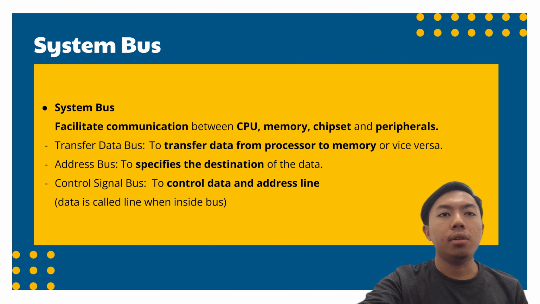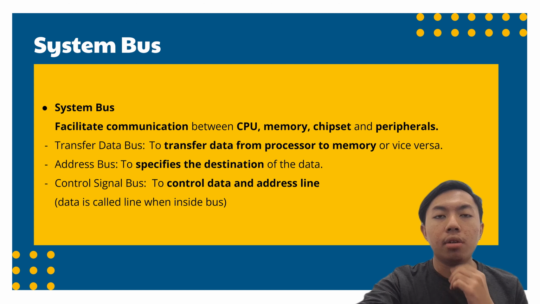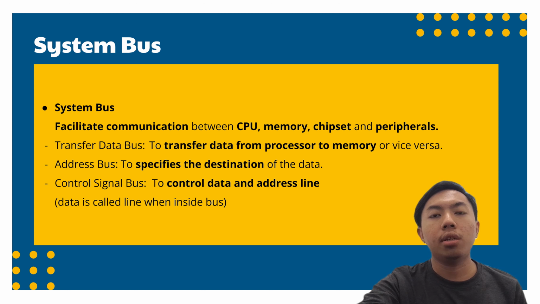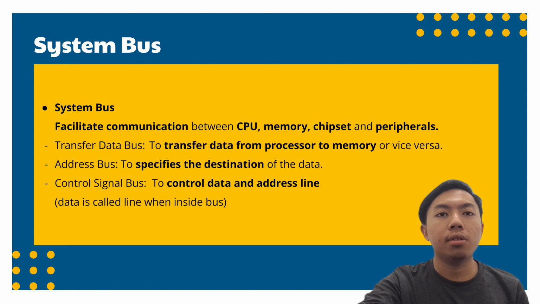Okay, next, the system bus. This is the second bus, the system bus that connects our CPU to the other outer parts of the computer components. So we have memory, which is RAM, the chipset within the motherboard, and peripherals for input-output modules. System bus is divided into three. First is the data bus, to transfer data from processor to memory or vice versa. Address bus to specify the direction and the destination of the data, and control signal bus to control the data and the address lines.